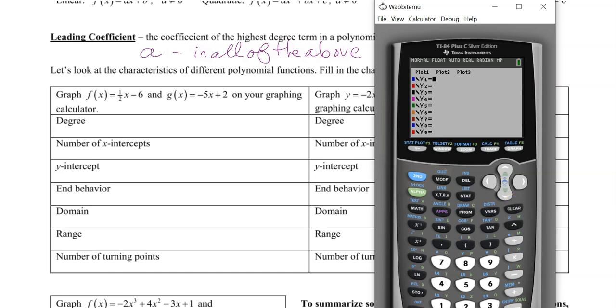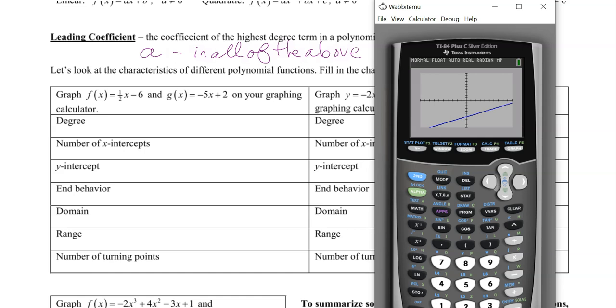So an easy way is just go bracket 1 divided by 2, bracket. So there's my half. That'll work on any of the TI-83, 84, or whatever. Then toss in the x, and then minus 6. Okay, and if I hit graph, it's going to graph that in blue. And there we go.